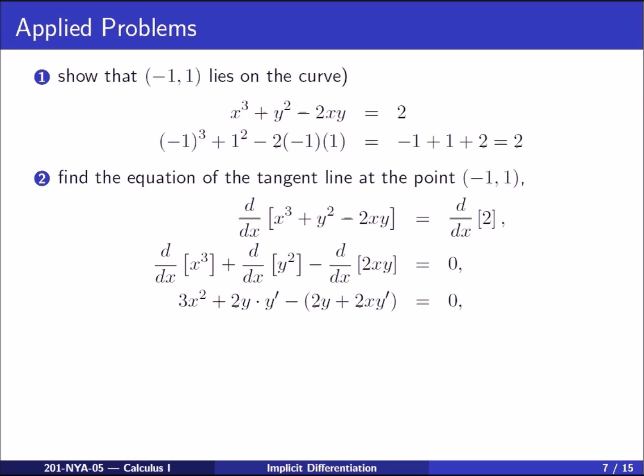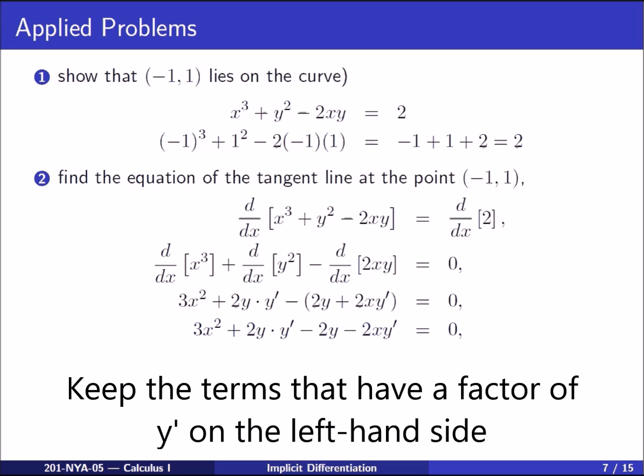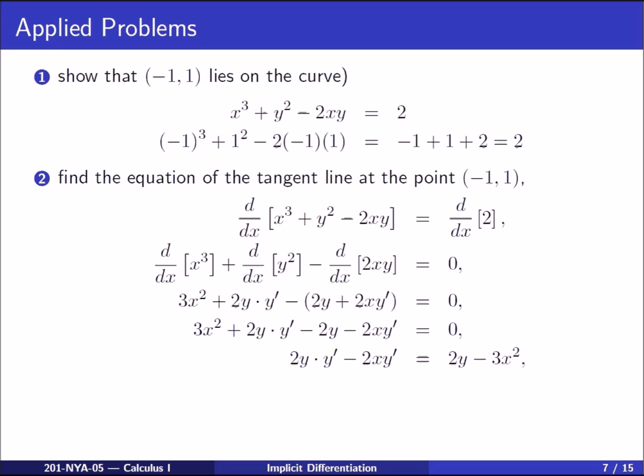So we get 3x squared plus 2y y prime minus, and then it's 2y times the derivative of x, which is 1, plus 2x times the derivative of y, which is y prime. Now we can remove the brackets. On one side, we'll keep the terms that have y prime in them and put the other terms on the other side. We will factor out y prime, and finally, we will solve for y prime in order to get an expression for the derivative at any point (x, y).